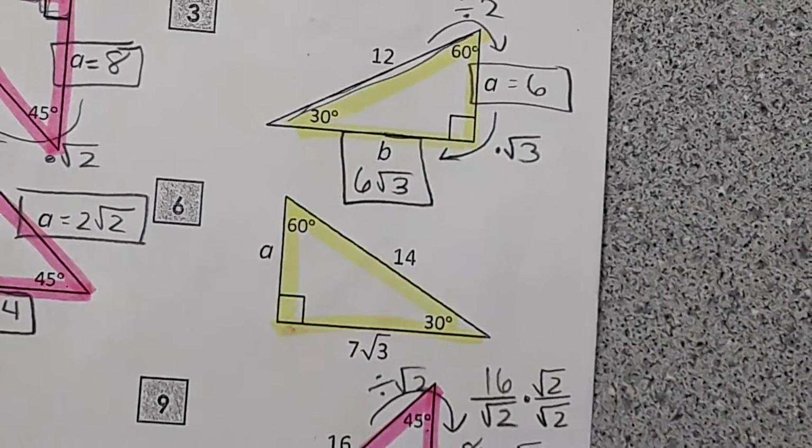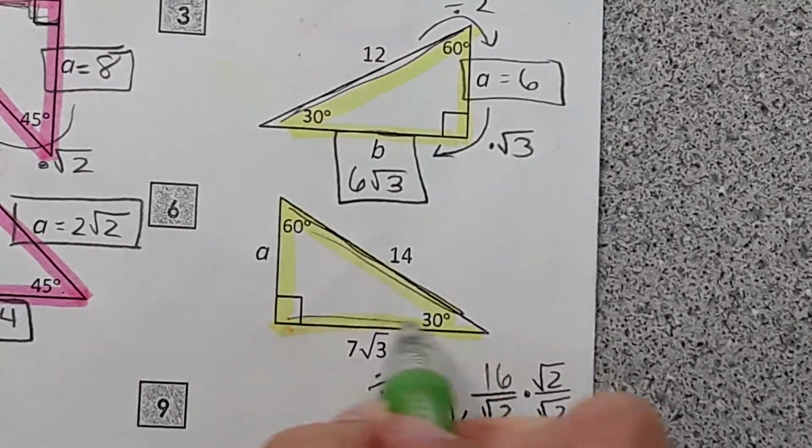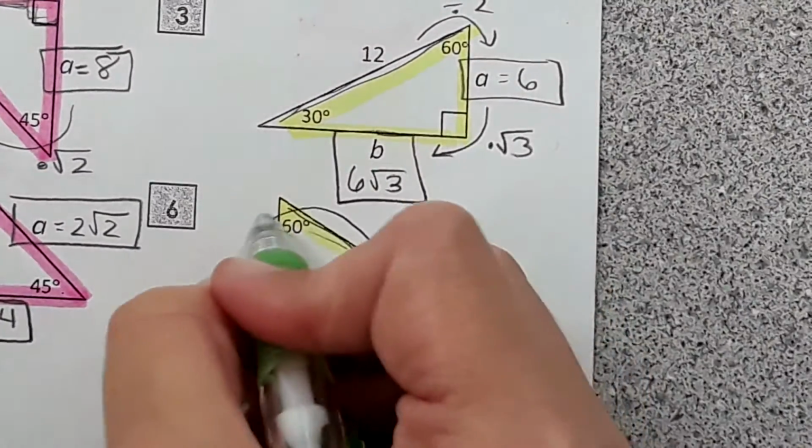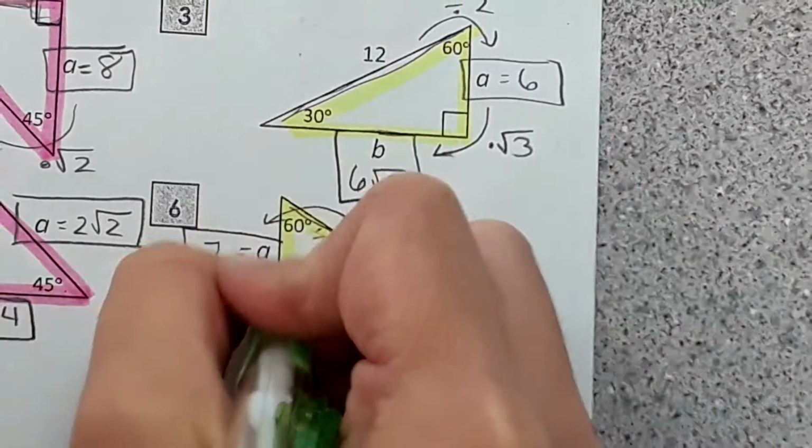Okay, we can just move right down to number 6. This time they gave us the hypotenuse. They also gave us this leg here. We can divide this by 2 to get the shorter side. So A equals 7. That was an easy one.